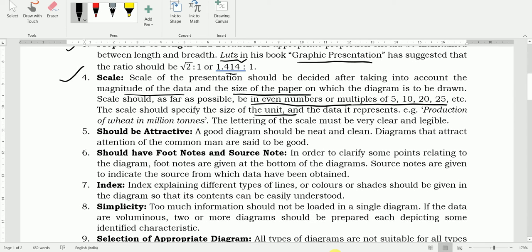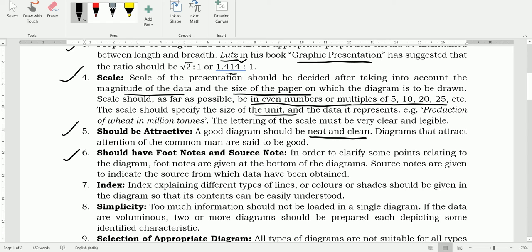Then number 5, it should be attractive. The diagram should be attractive. A good diagram should be neat and clean. Diagrams that attract the attention of the common man are said to be good. If a common man who doesn't know about the diagram is attracted to the diagram, that means your diagram is very, very good.